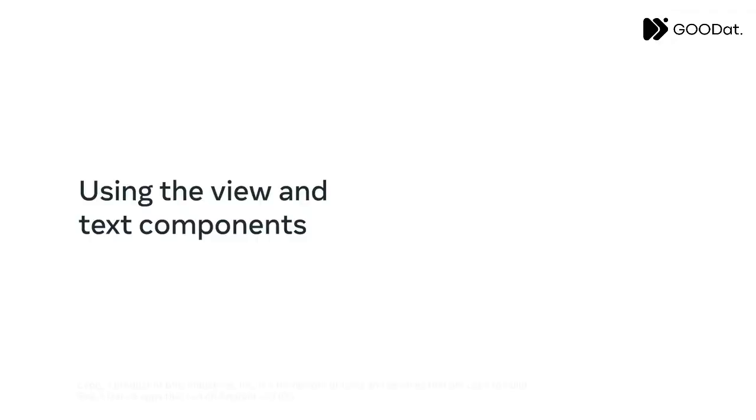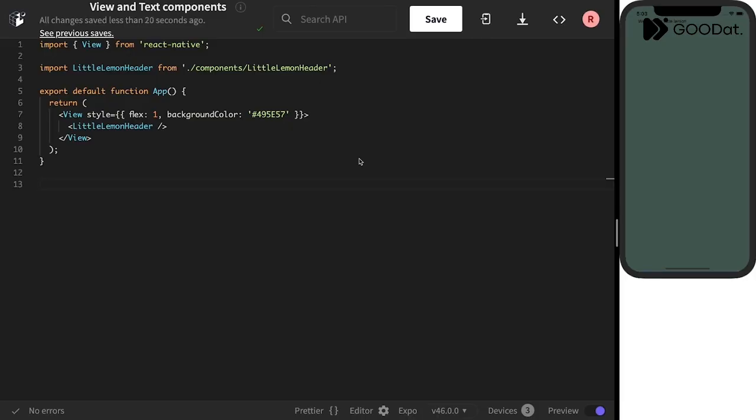In this video, I will demonstrate how to use the view and text components using the Little Lemon Restaurant app. The core components of React Native are view and text. In the root level component, you have view as the parent component, and within this view, you can have one or many children. The Little Lemon header component is a child of this view component.